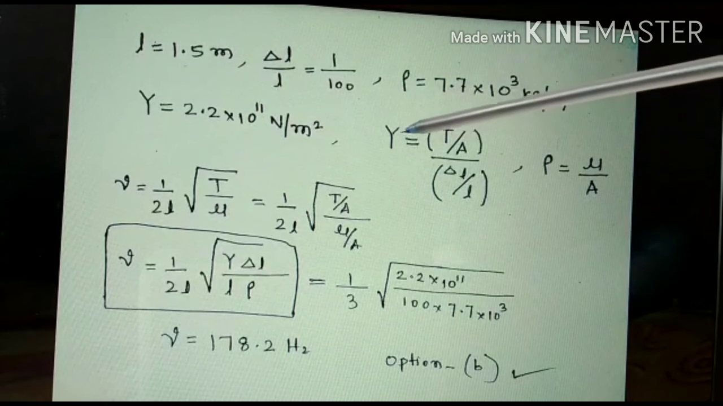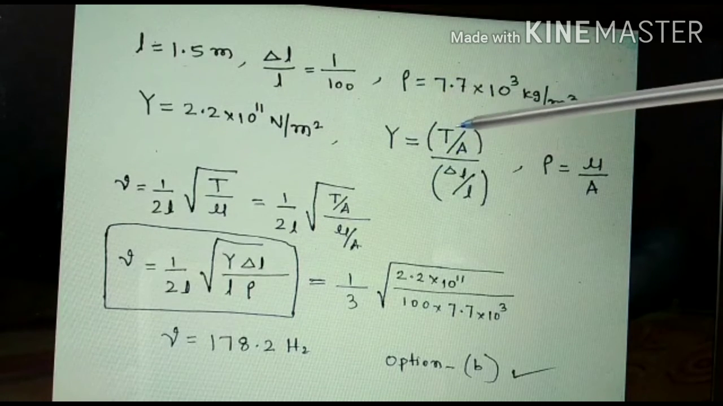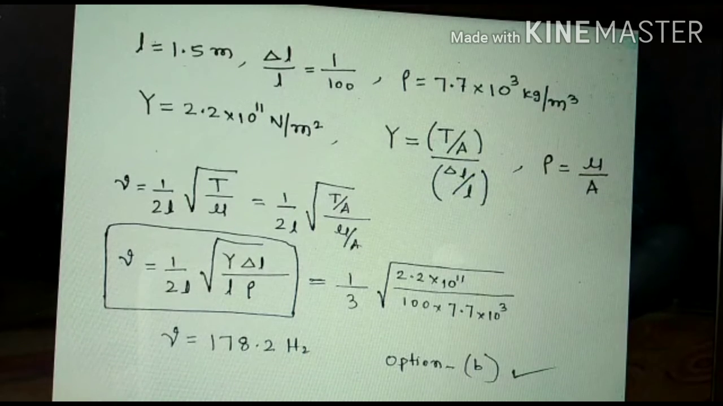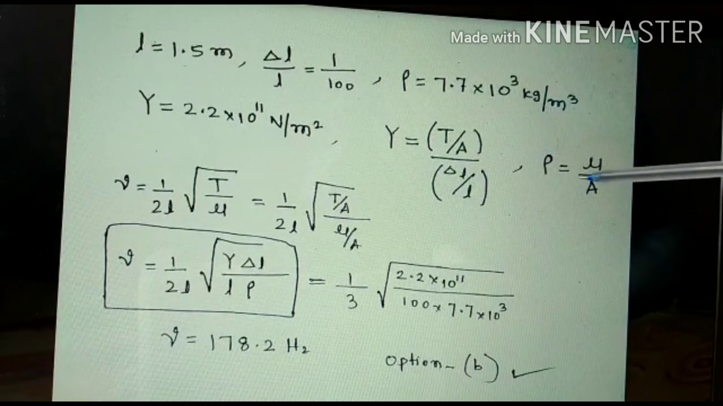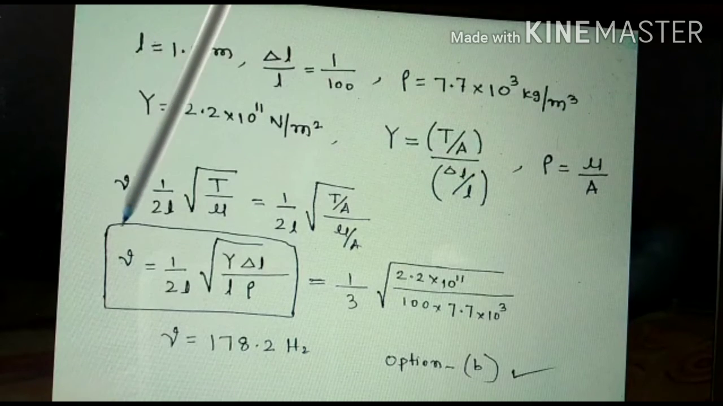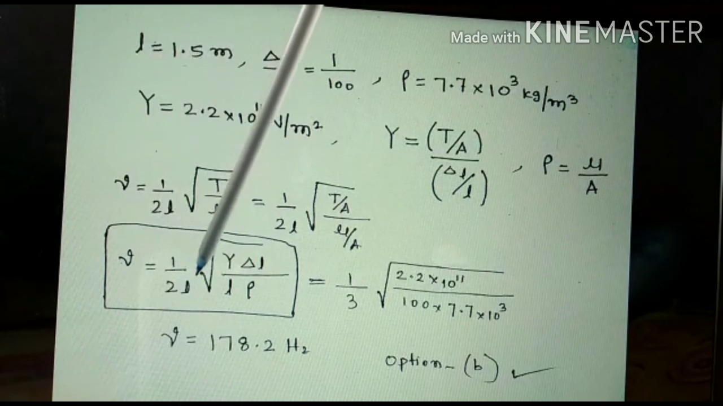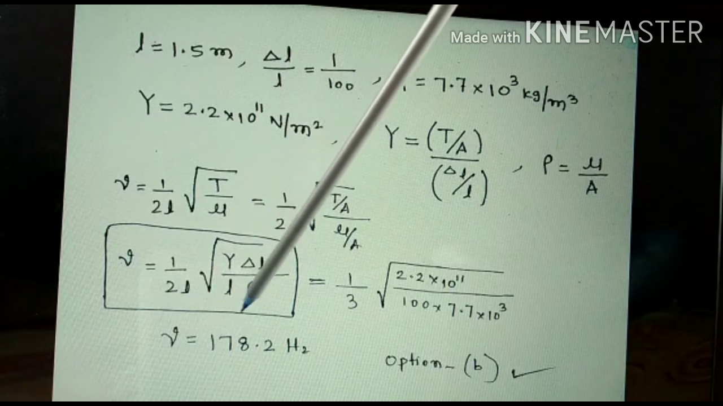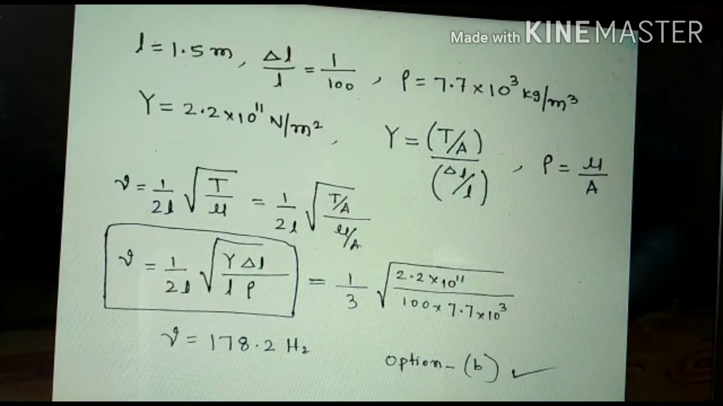Right side you see, Young's modulus Y equal to T by A divided by del L by L. Rho equal to mu by A. Simply substitute, you are getting another formula in the box. Nu equal to 1 by 2L square root of Y into del L by L divided by rho. This is another formula you derived.